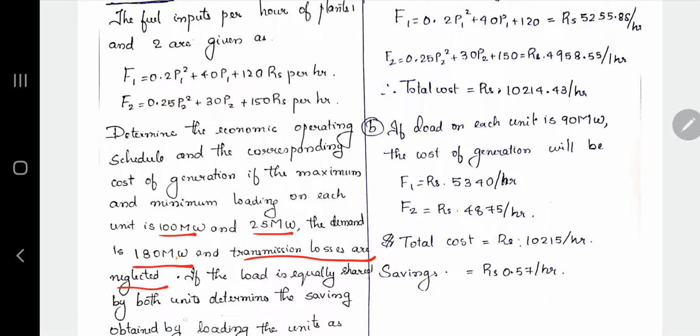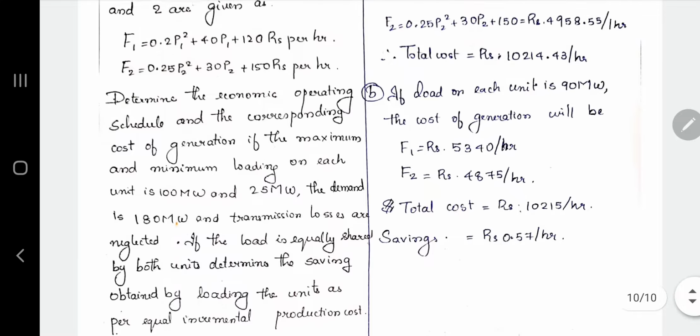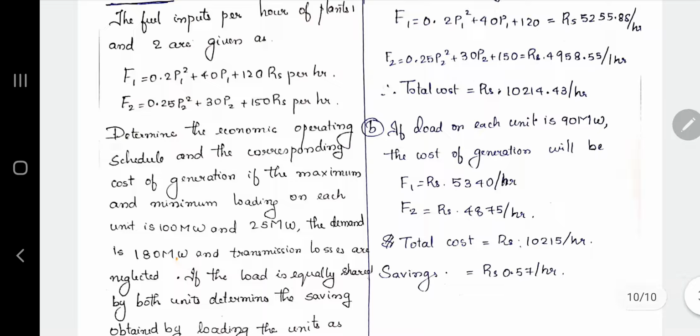If the load is equally shared by both units, determine the saving obtained by loading the units as per the equal incremental production. So what is given is the fuel inputs to the plants, and the rupees per hour is also provided. They also told that the maximum and minimum loading on each plant should be like this. That means the constraint is given here, so we have to check whether it is not going beyond 100 or less than 25.